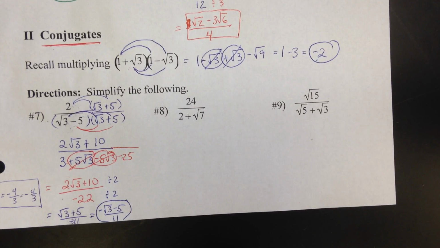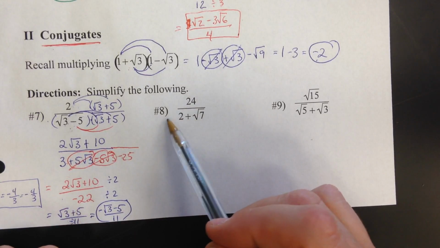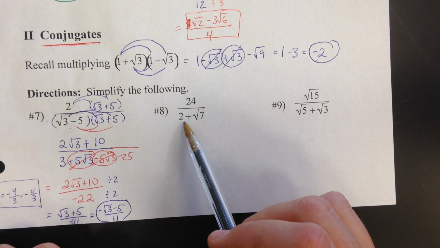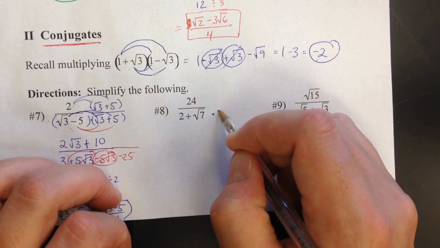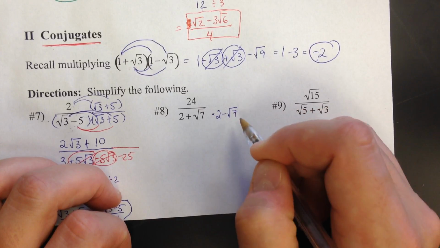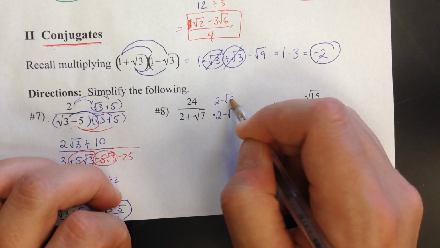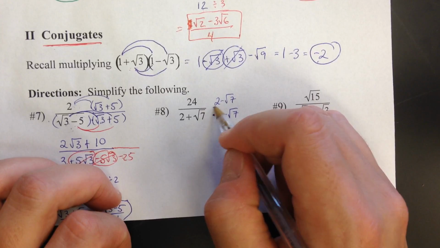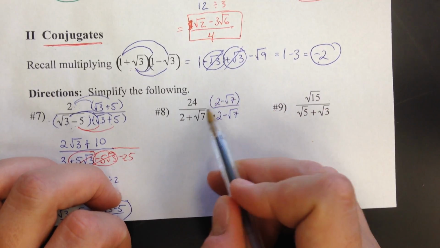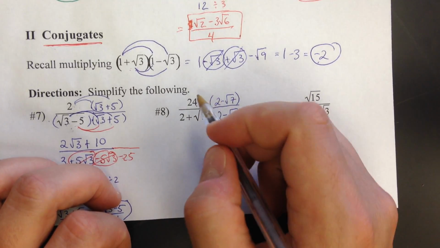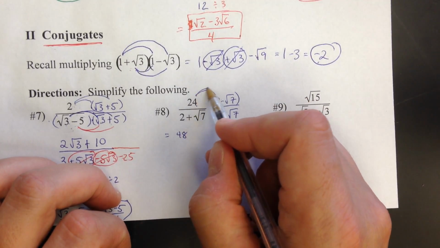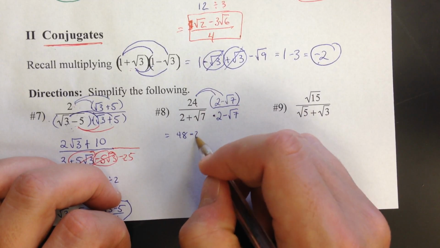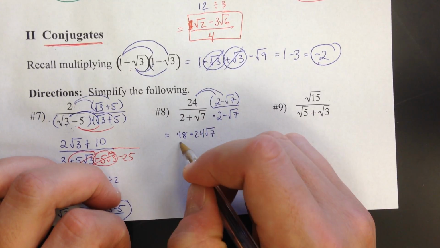When you do these problems, you just have to be very, very patient. Take your time. So for number 8, 24 divided by 2 plus root 7. We're going to multiply by the conjugate. Now that's 2 minus square root of 7. You got to do the same thing on the top and the bottom of the fraction. Now in the top, we're going to distribute the 24. So 24 times 2 is 48. 24 times negative root 7 is negative 24 square root 7.